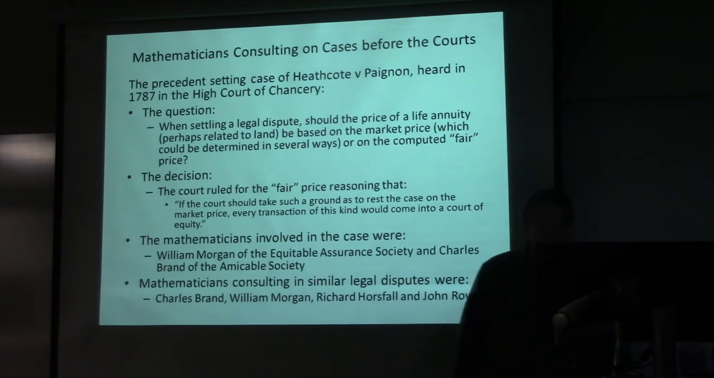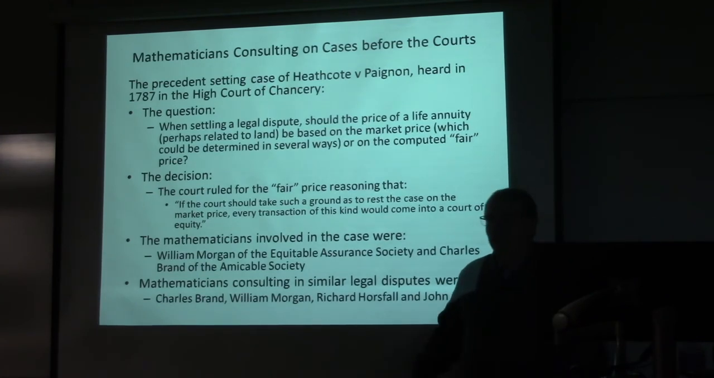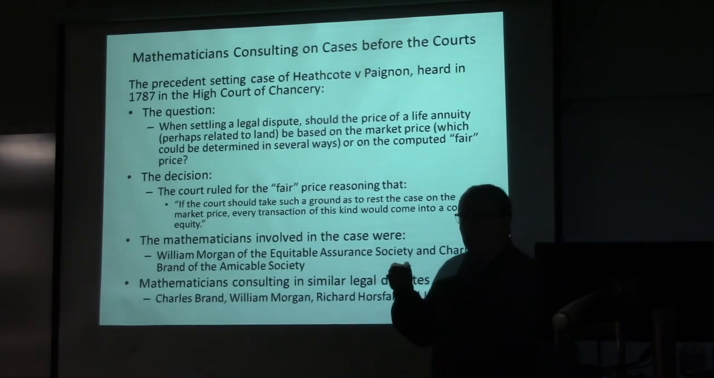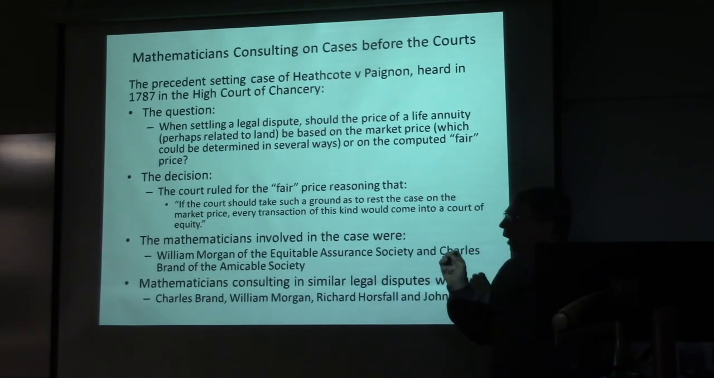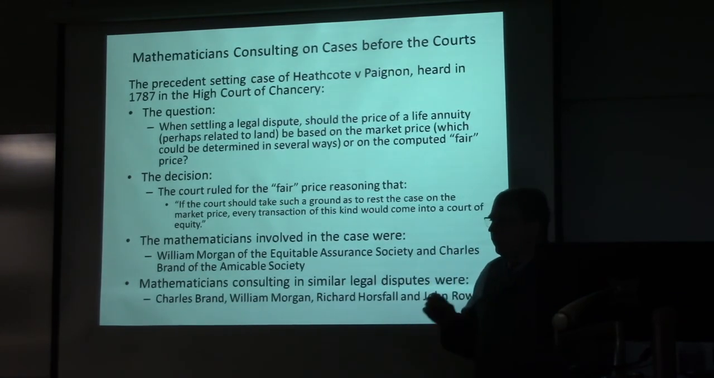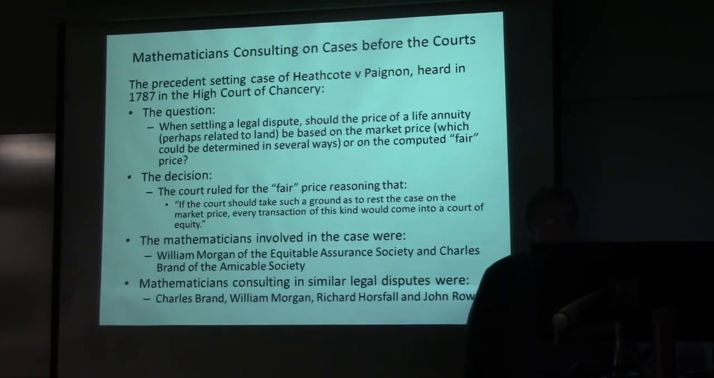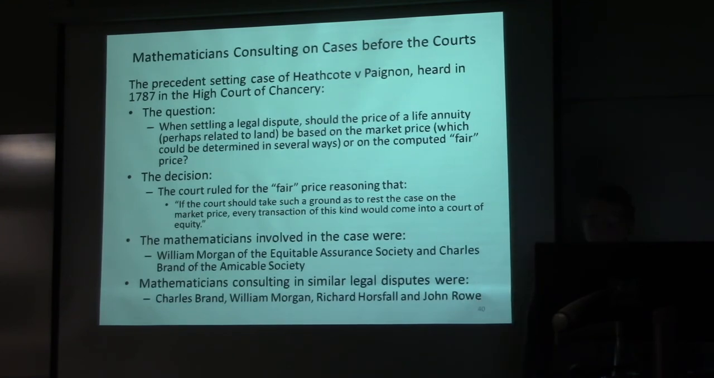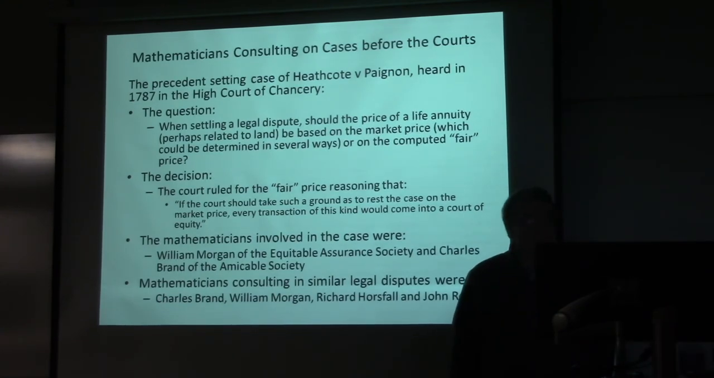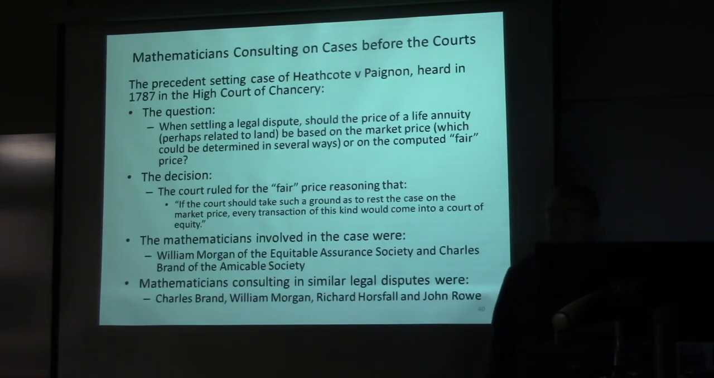There were cases before the courts, and the reason for showing this is to show that finally these kinds of calculations, if they're accepted by the court, then they must be generally accepted. So the question is, when you're settling a legal dispute, should the price of a life annuity be based on the market price, or should it be computed from a fair price? And the decision was that it should be the fair price, which is the actuarial based price.